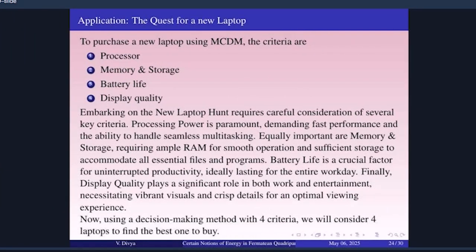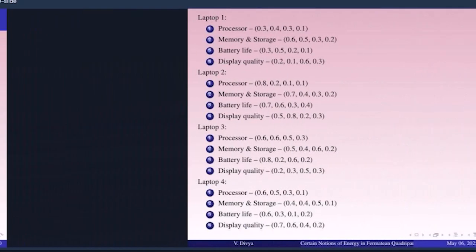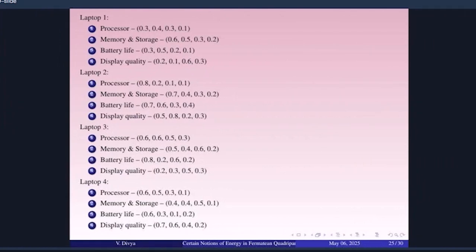Next is application. Here I have used the MCDM method to buy the best laptop. I have given 4 characteristics: processor, memory and storage, battery life and display quality. Now using a decision making method with 4 criteria, we will consider 4 laptops to find the best one to buy. So I have taken 4 different laptops with 4 criteria. These are the 4 criteria: processor, memory, battery life, display quality, which are the main 4 characteristics necessary to buy a laptop.